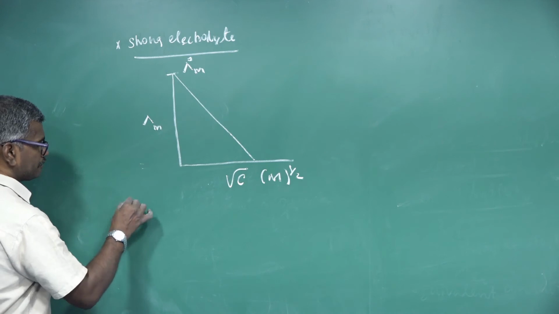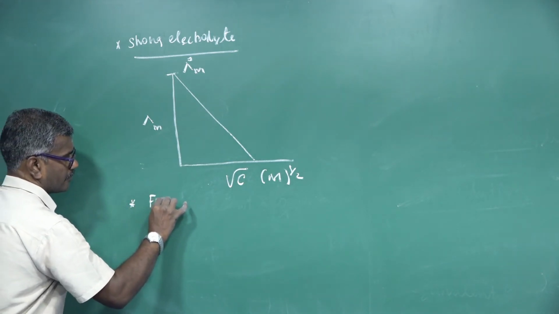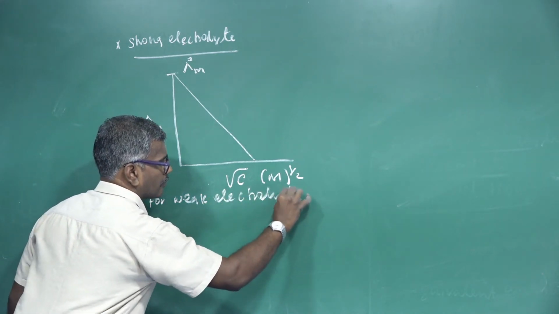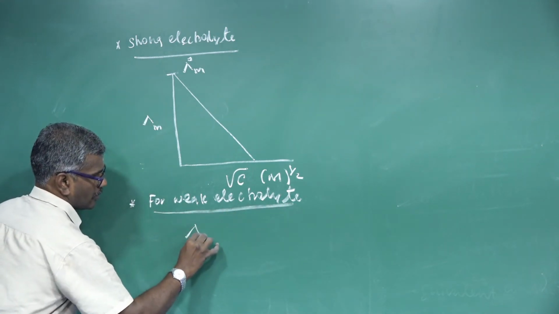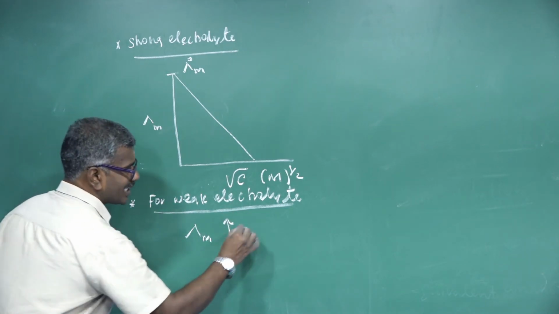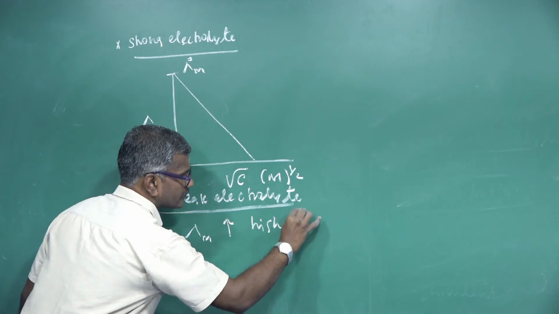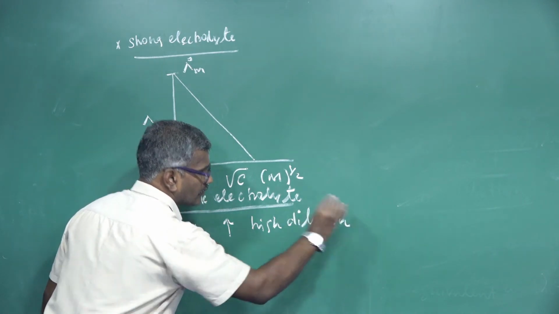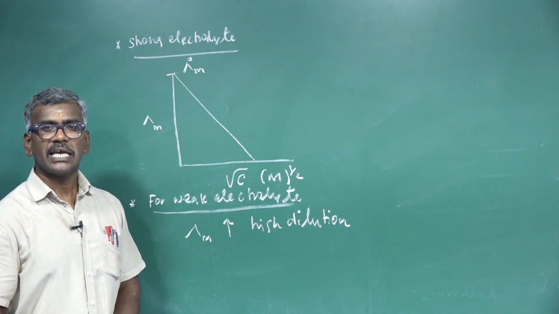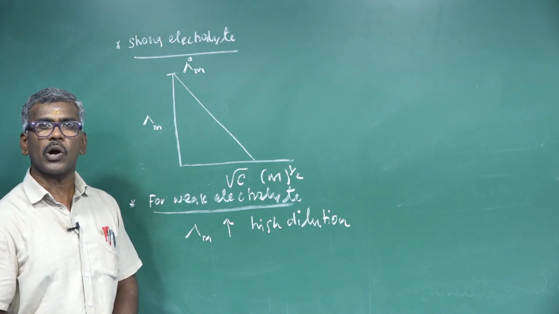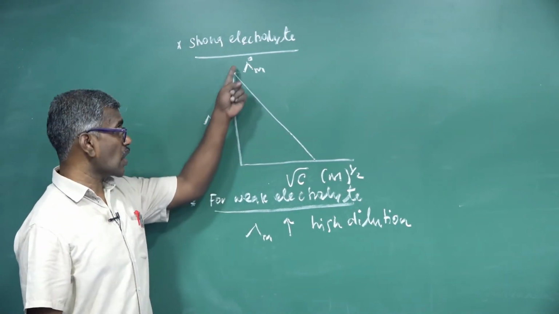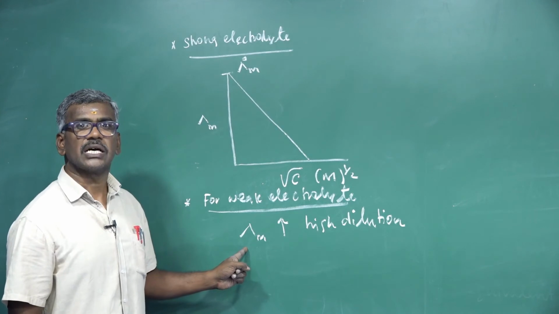For the weak electrolyte, molar conductance increases sharply near high dilution. Here, extrapolation at dilution is not possible, it is very difficult. This can be determined by using Kohlrausch's law of independent migration of ions. This is the relation of strong and weak electrolytes varying with concentration.